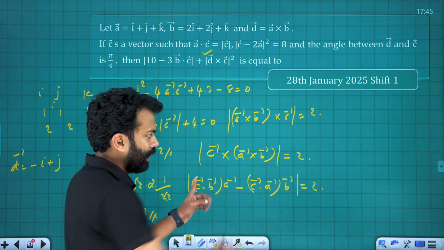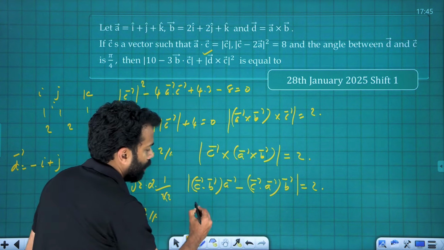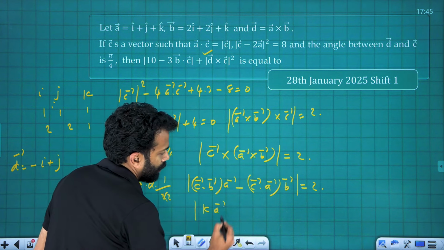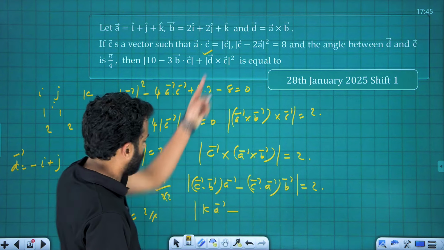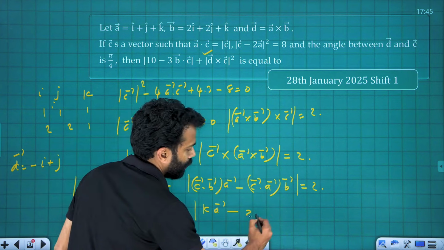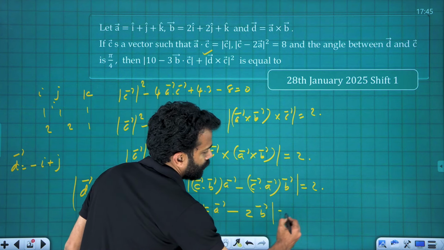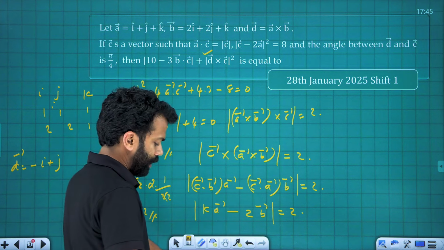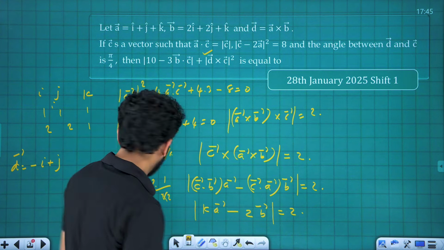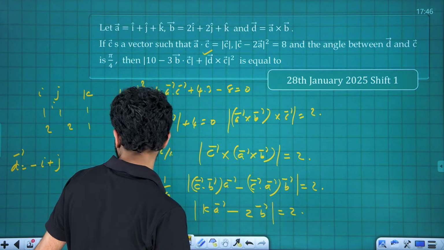What we need to find, I am putting it as K. That is magnitude of K into vector A minus vector C dot vector A, which is the magnitude of vector C, and the value of the magnitude of vector C is 2. So 2 times vector B is equal to 2. Then square both sides, and you will get the result in the next slide.